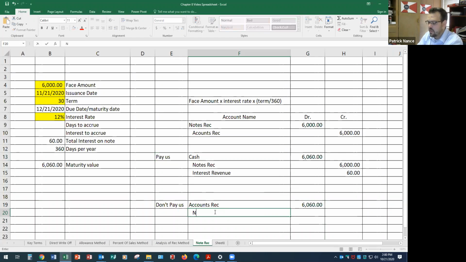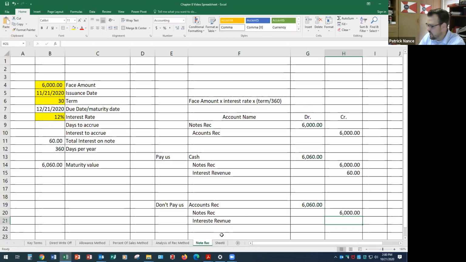I'm going to go ahead and get rid of the notes receivable because that's ended. The legal term has ended. So get rid of the notes receivable. I credit that account for $6,000. And then I'm going to go ahead and still book the interest revenue.